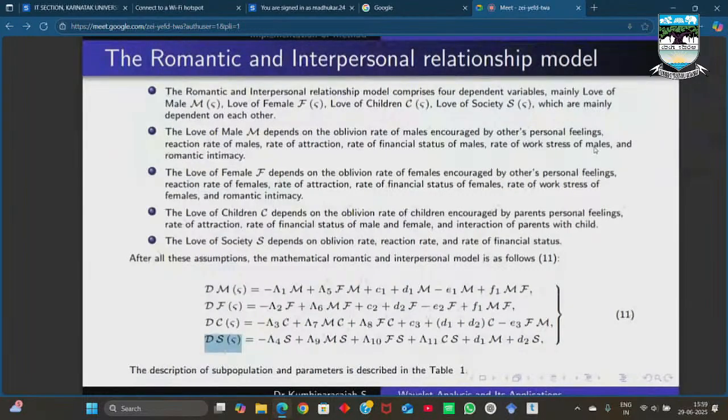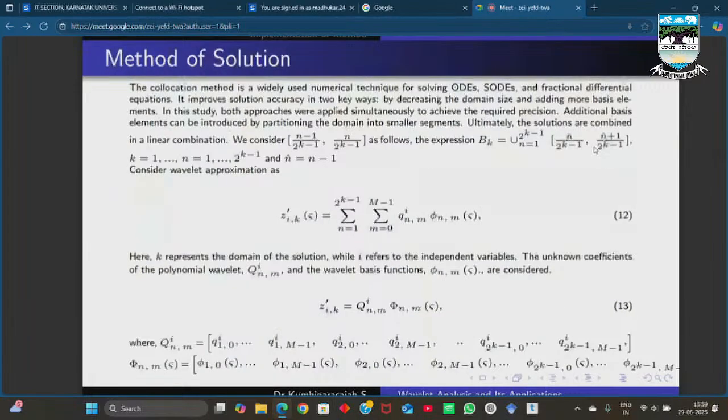Now let's move on to how our method will yield a better result for varying each and every parameter given in equation number 11. And here is the method. This is the method I have considered, by using two techniques.